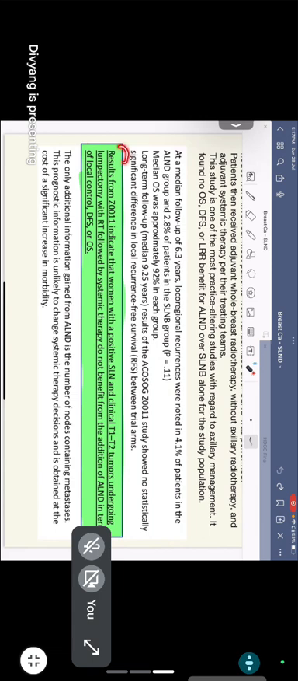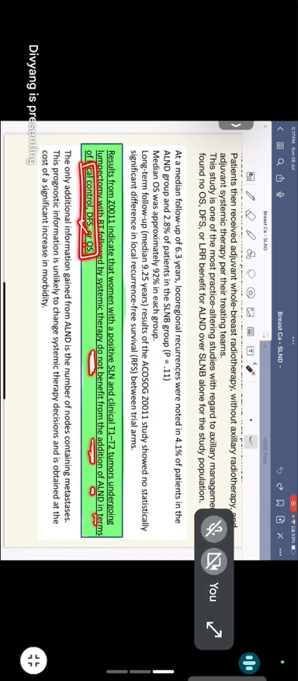So the result was: women with a positive SLN, positive meaning 1 or 2 nodes only, clinical T1, T2, undergoing lumpectomy with RT. This is very important. Followed by systemic therapy, meaning basically the whole BCT protocol. They do not benefit from the addition of ALND in terms of locoregional control, DFS or OS.